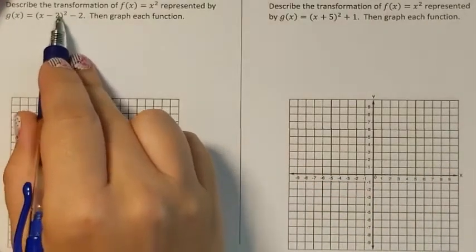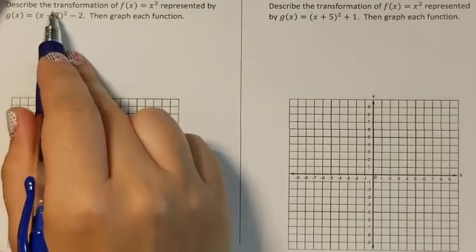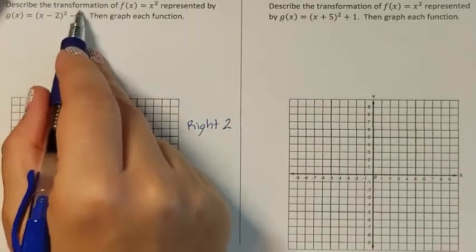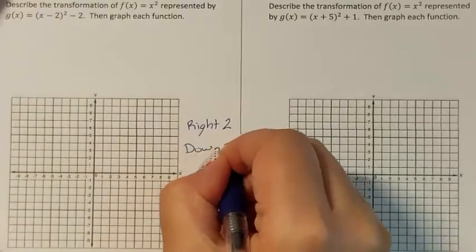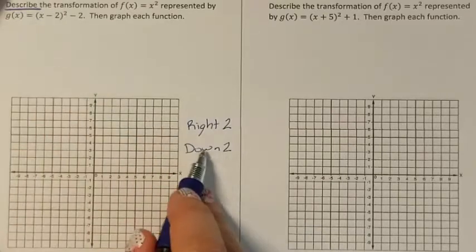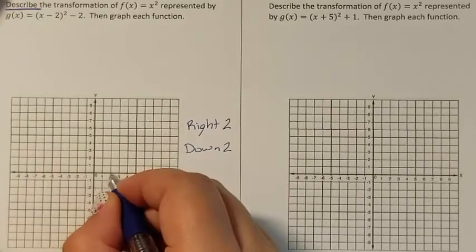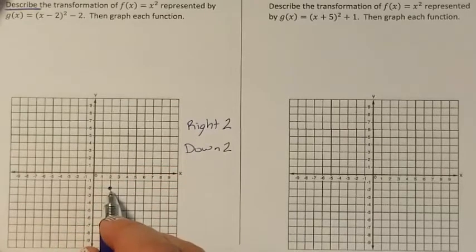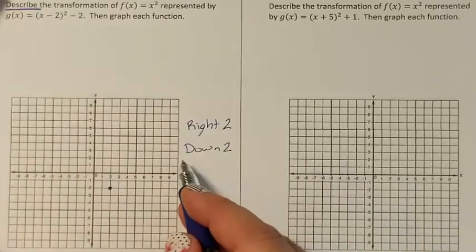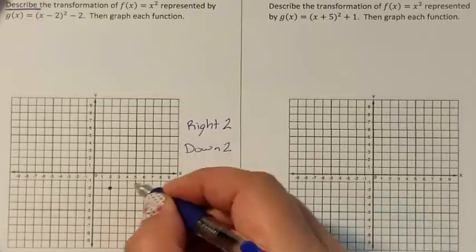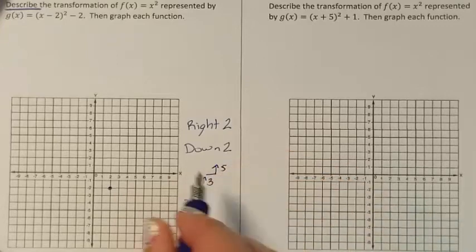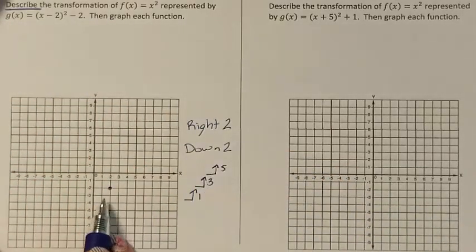So inside minus, using my Chapter 1 skills, told me to go to the right 2. Outside minus, using my Chapter 1 skills, told me to go down 2. The problem told me to describe, so I used my Chapter 1 skills to describe my transformation. This meant that I went to the right 2 and down 2. So this is my new vertex. I see that my leading coefficient right here is a 1, which meant I had no vertical changes or shifts. So my movement is the parent movement: over 1 up 1, over 1 up 3, over 1 up 5. I can completely graph this entire thing using my Chapter 1 skills.